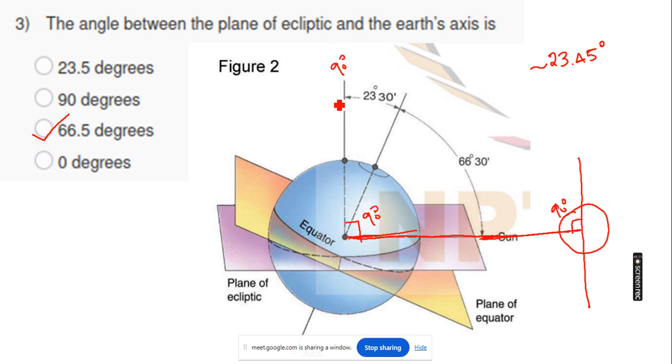So because of the axial tilt, if we look at this angle, which is the angle made by the plane of ecliptic and the Earth's axis, it will basically be 90 minus the axial tilt, which is 23.45 degrees. So this will be 66.5 degrees. Correct?